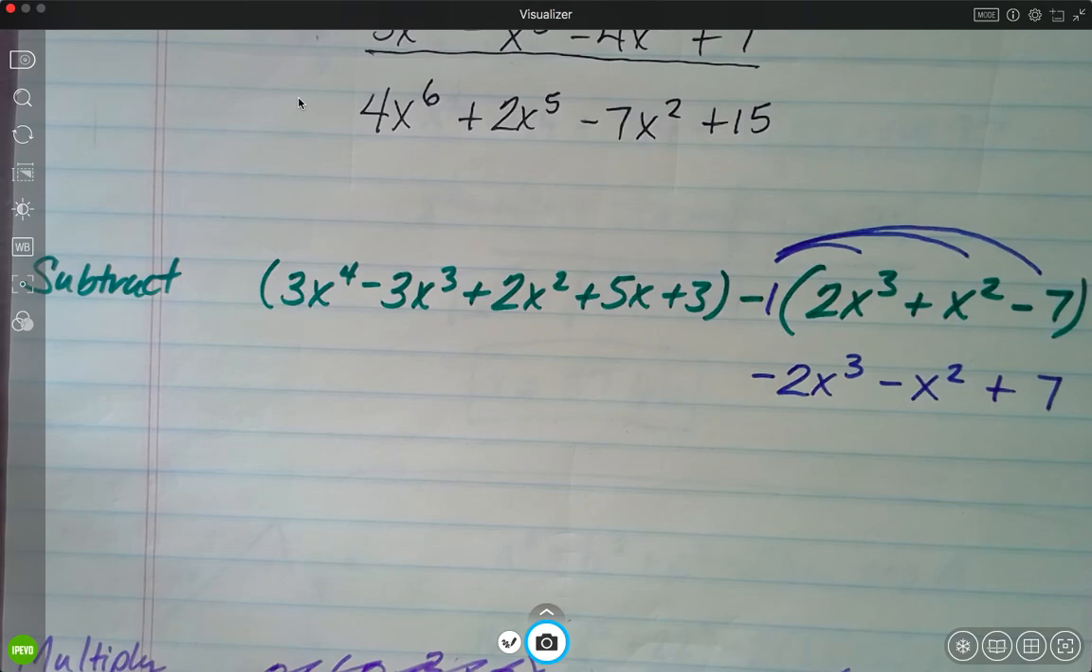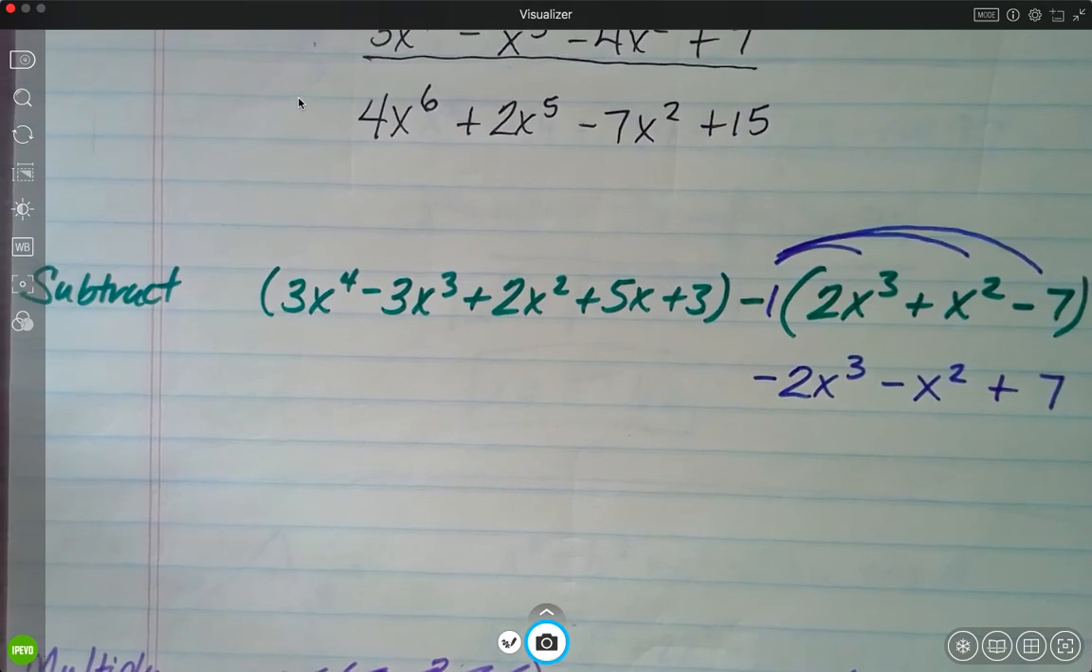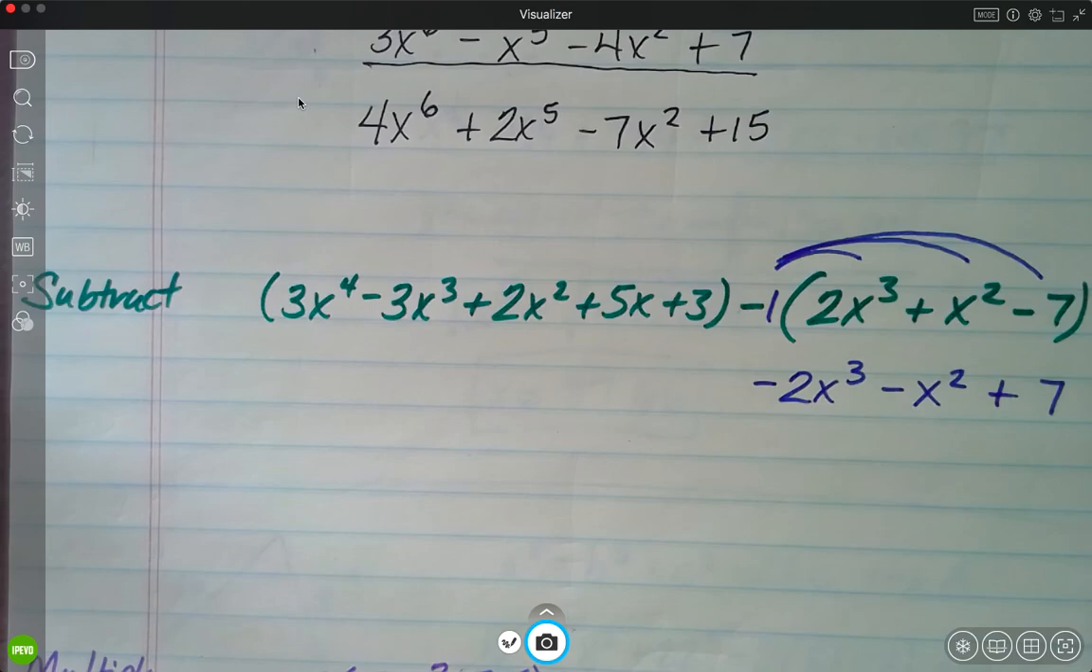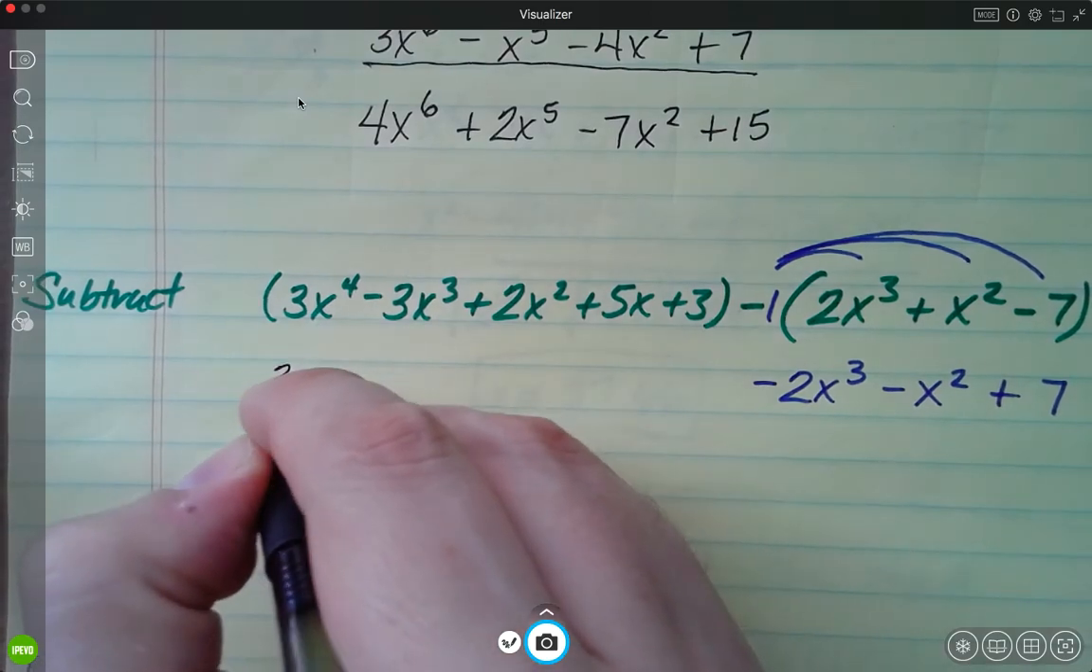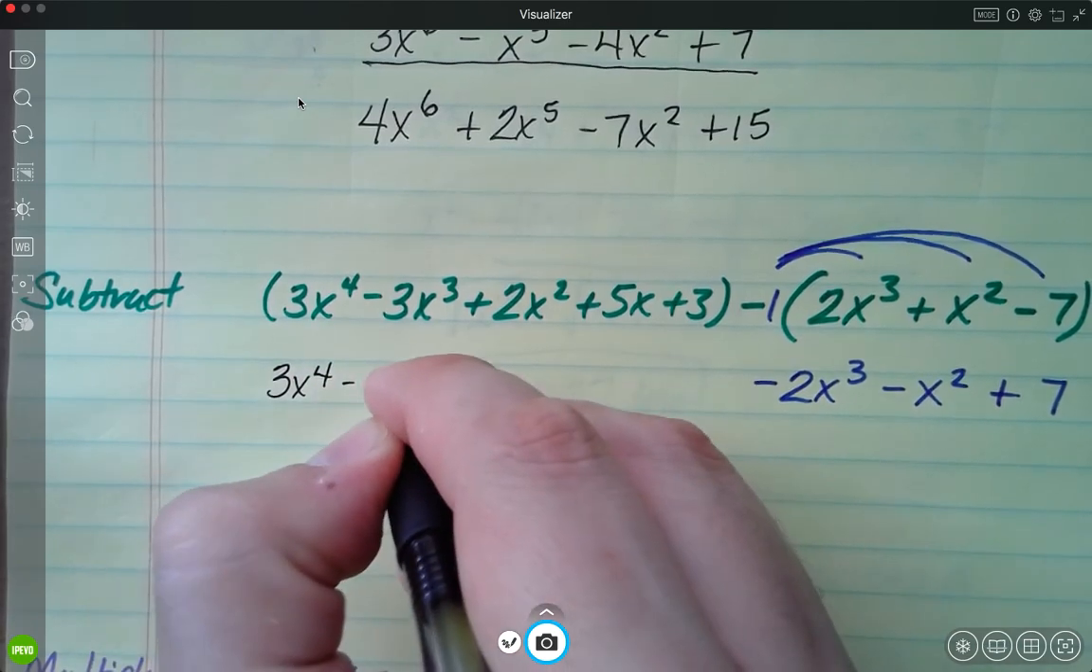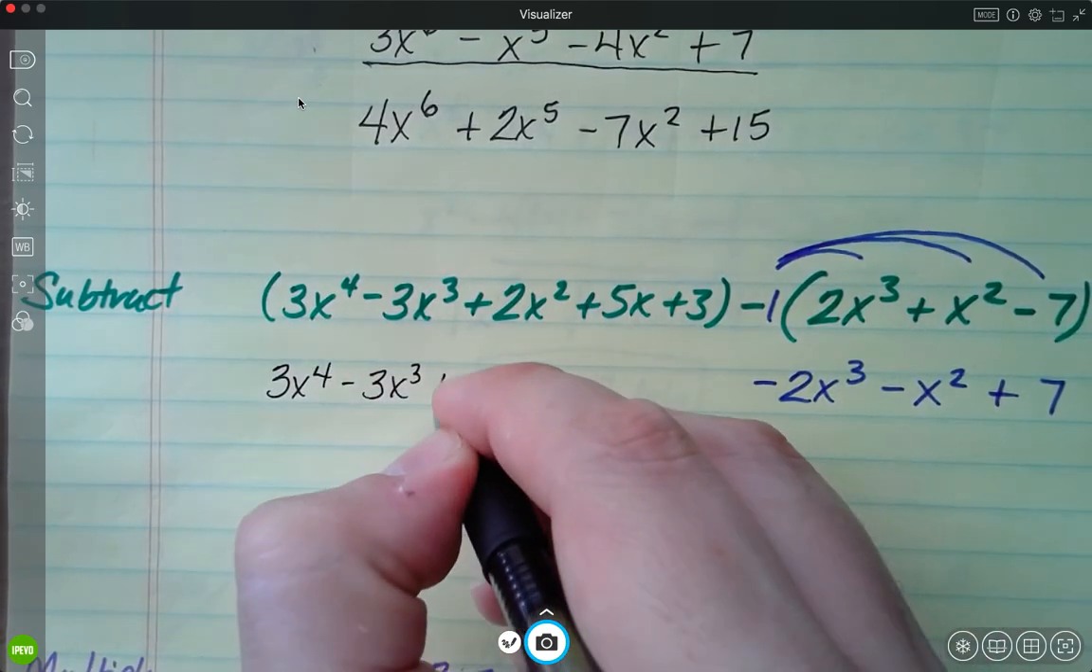Now I can stack that on top of each other and work with that just like I did with the addition and make it a little bit easier. So I've got 3x to the 4th minus 3x to the 3rd. I'm just rewriting this first polynomial.